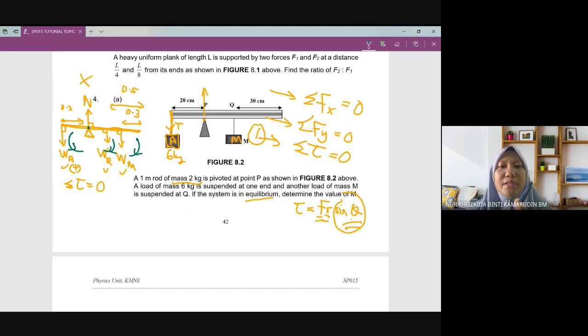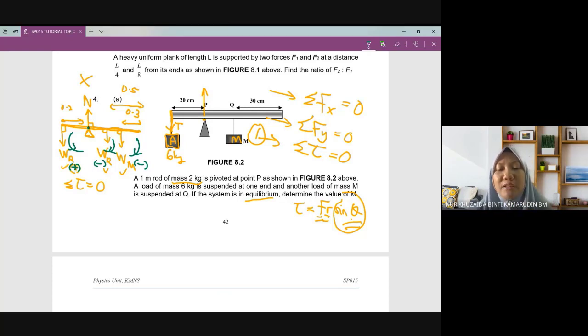Okay, so now you have another weight yang kita letak dekat sini, so what happen? Dia akan bergerak secara apa? Nampak kamera saya? Clockwise ke anti-clockwise? Clockwise. Okay, tadi kita ada anti-clockwise positif, so clockwise pula kita akan ada negative torque dekat sini.